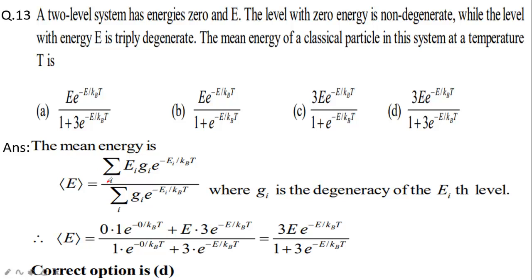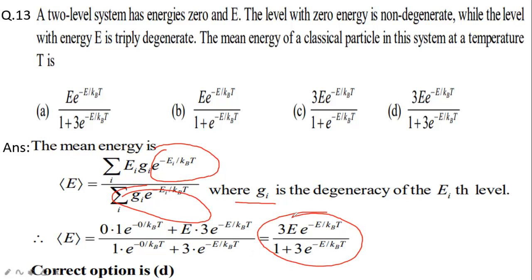So what is this one? This is the value of Z. And gi is the degeneracy of the ith level. So we'll put the values of this gi and Ei and we can get the result, which is this one. So the correct option we are getting is option B.